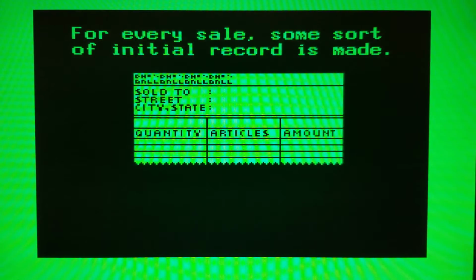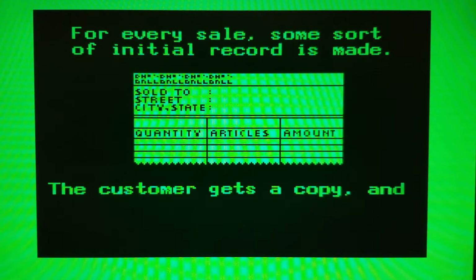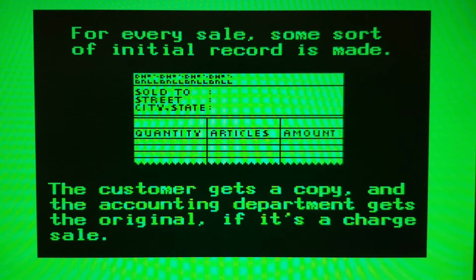For every sale, some sort of permanent initial record is made. In a supermarket, it would be the cash register tape. For most other sales of goods, it would be a handwritten sales slip or ticket, usually in duplicate or triplicate. The customer gets a copy, and the accounting department gets the original, which is usually signed by the customer if it is a charge sale.